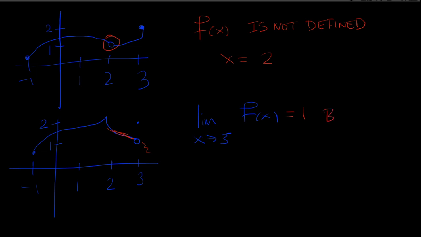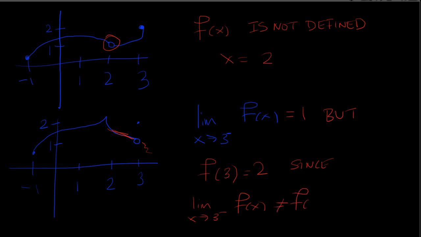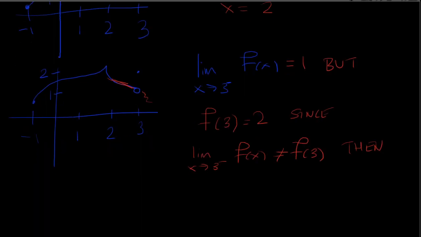But f of 3 is equal to 2. So since the limit as x approaches 3 from the left of f of x does not equal f of 3, then it's not continuous.